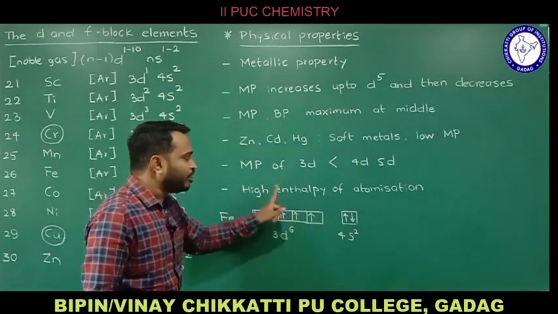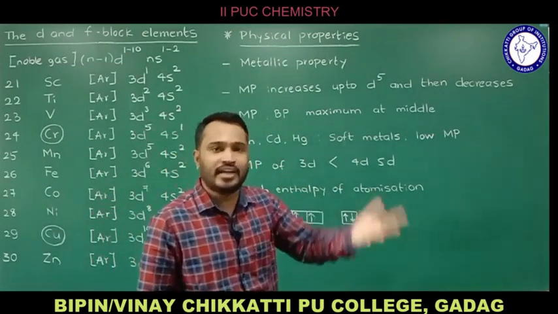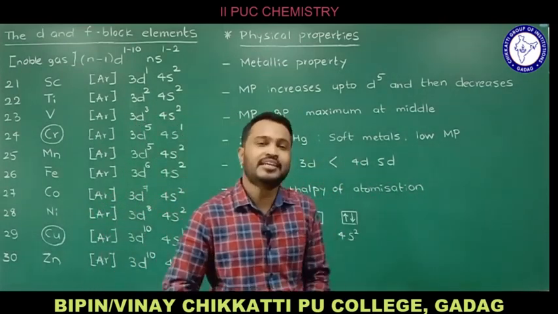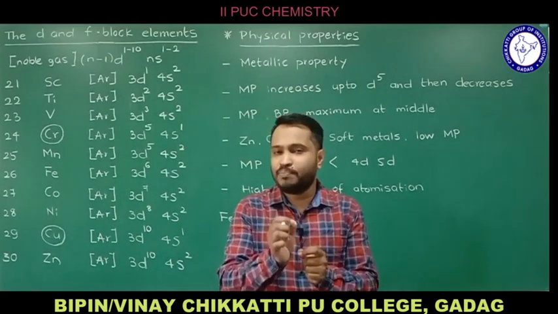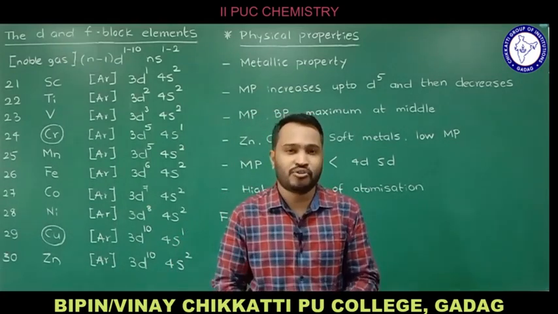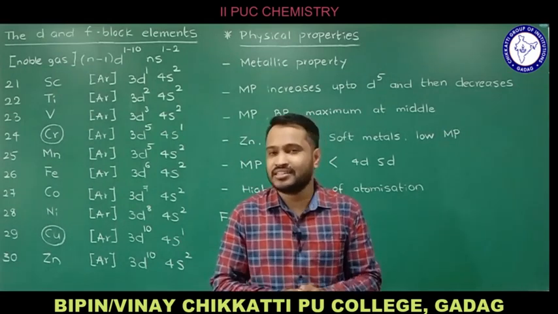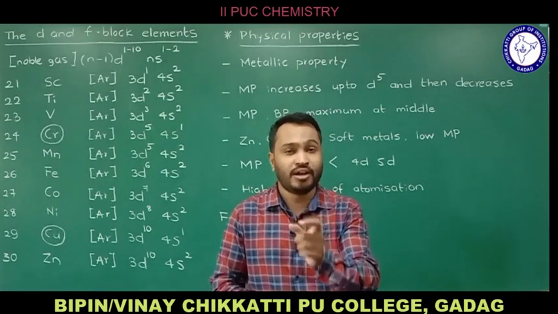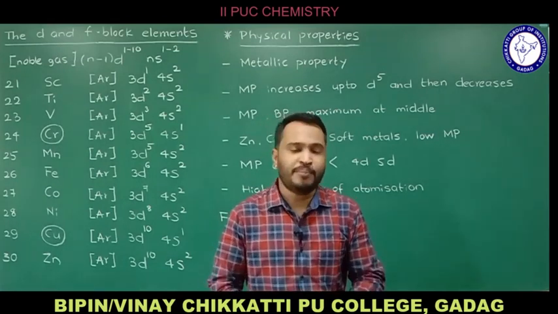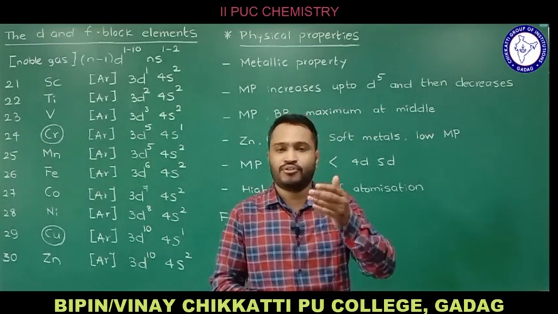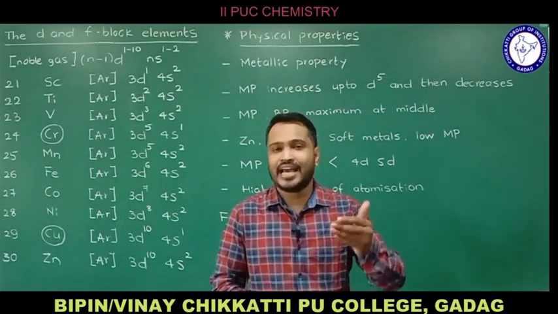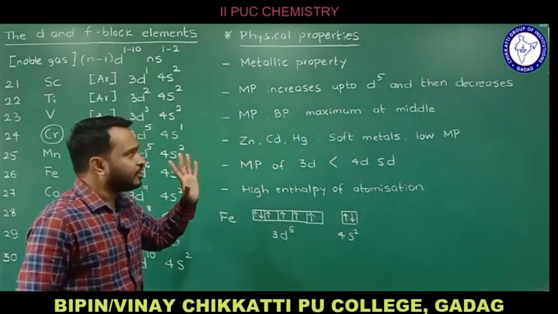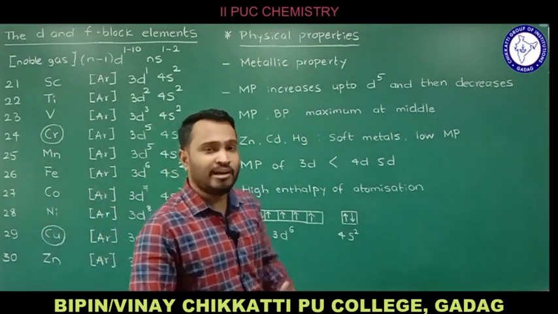Remember, enthalpy of atomization for transition elements is quite high. When you compare the enthalpy of atomization of 3D, 4D, 5D, it goes on increasing. Why? Because enthalpy of atomization will be quite high in the case of D block elements or transition elements. The reason is the same. D block elements or transition elements have a large number of unpaired electrons. Since we see a large number of unpaired electrons in D block elements, therefore D block elements possess high enthalpy of atomization.